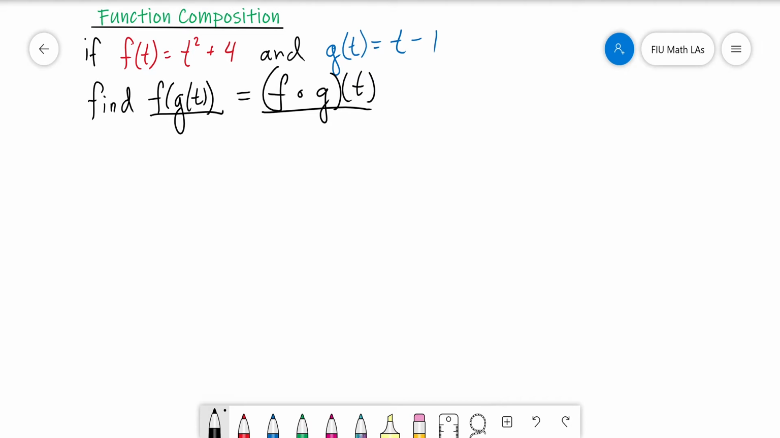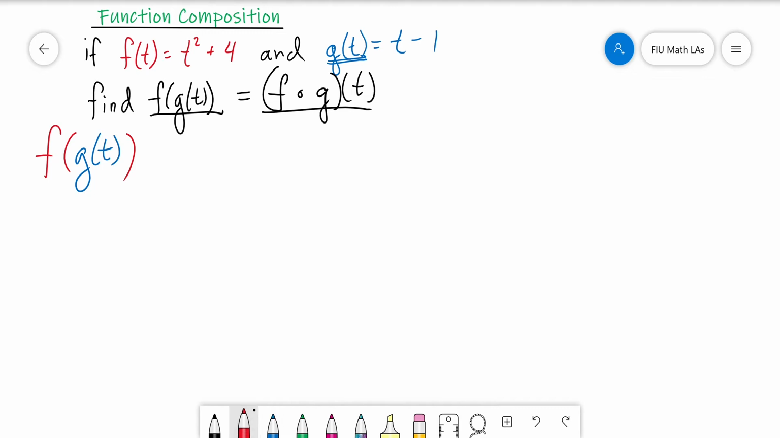So to find the function composition of f of g of t, let's take our outer function, f, and we're going to evaluate f at g of t. So a function composition is where we have one function, in this case f, and the input to that function is going to be another function. And that input in this case is going to be the function g of t. So g of t is the input into our function f here.